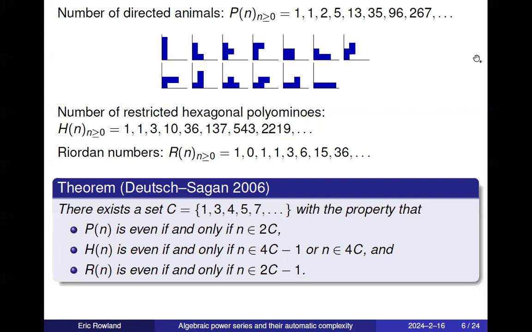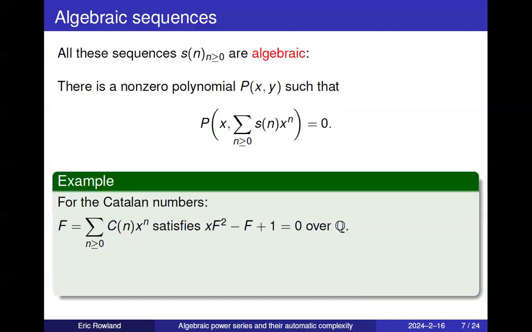So what all these sequences have in common, the question is, can we obtain these results and prove them automatically instead of having these long case analyses that potentially take up many, many pages in a paper? And what all these sequences have in common is that they're algebraic, which means that if you take the generating series by putting the nth term of the sequence in front of x to the n, and you sum over all n, so you get this power series, this power series satisfies a polynomial equation.